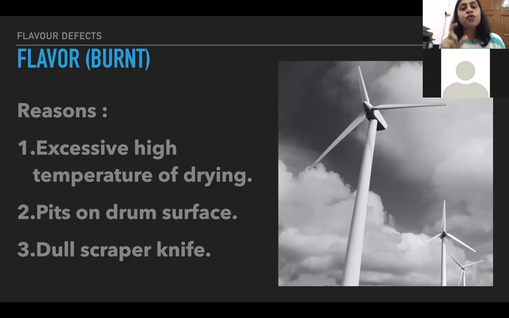As a result, chances of burning of the product also increases. Clear? Any confusion in this slide? In the burning cases, ma'am, the Maillard reaction occurs, right?